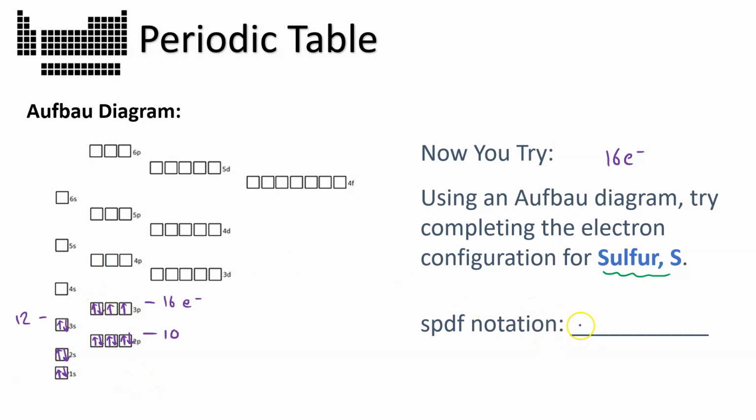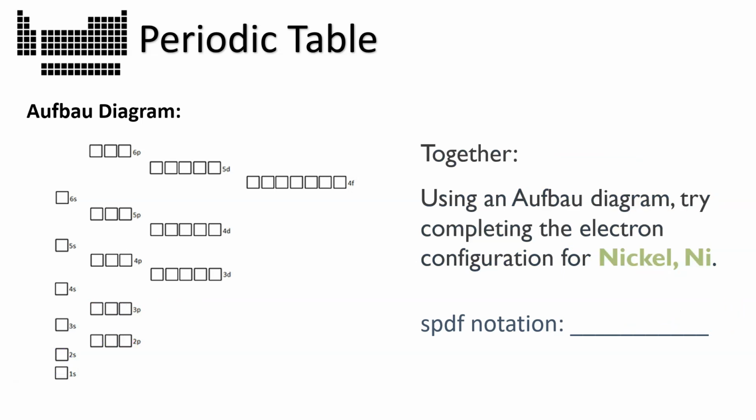If you're doing this SPDF style, it would look like this: 1s with 2 electrons, 2s with 2, 2p's all clumped together with 6. My 3s orbital contained 2, and my 3p orbitals only contained 4. Let's try another more complicated one, this time together for a larger atom of nickel.